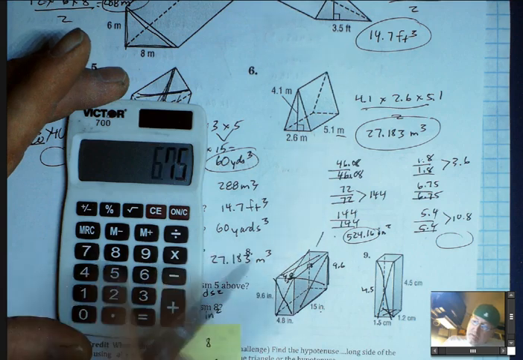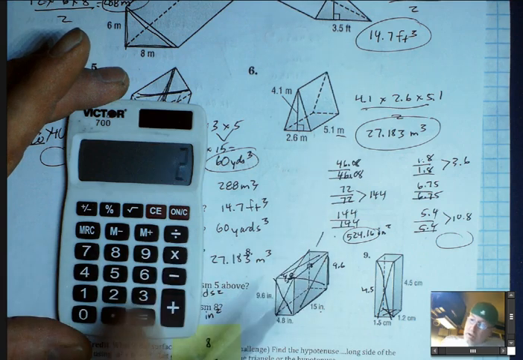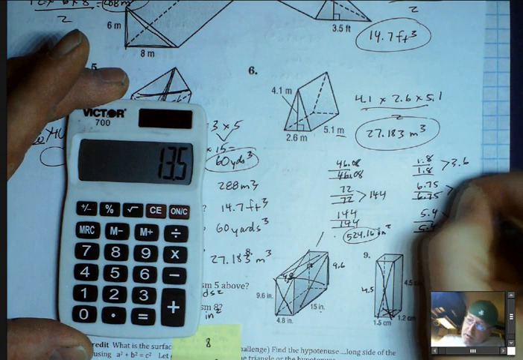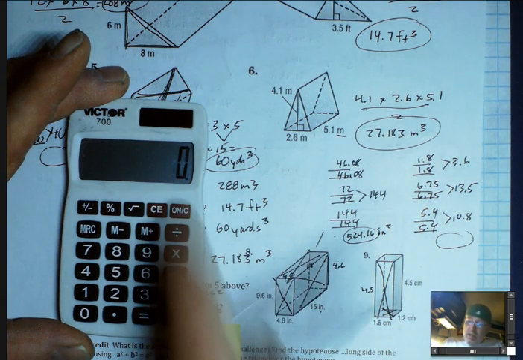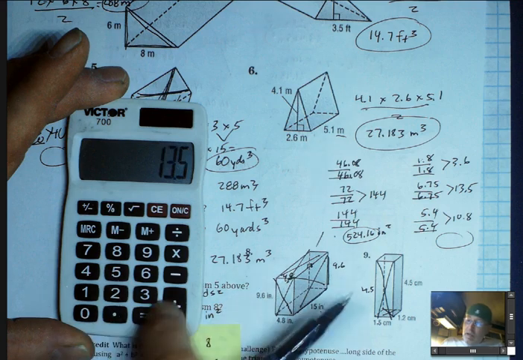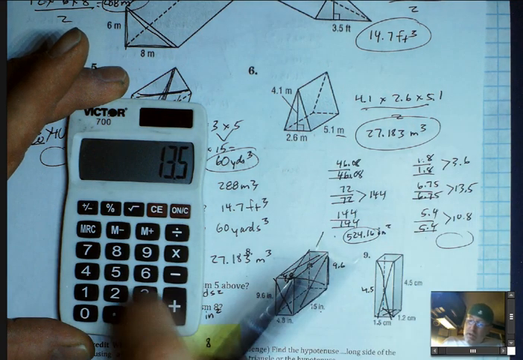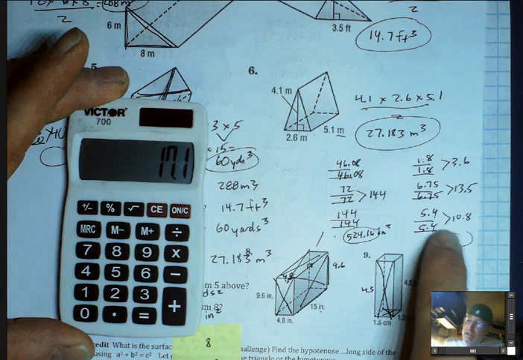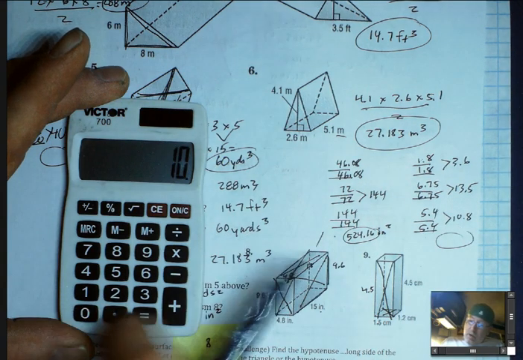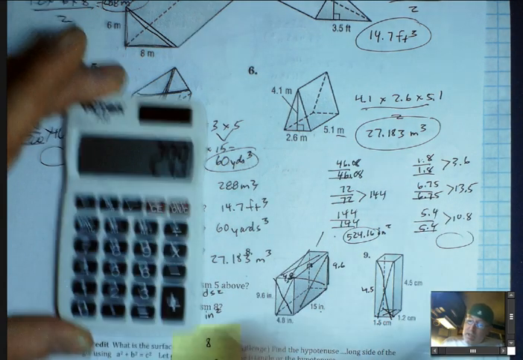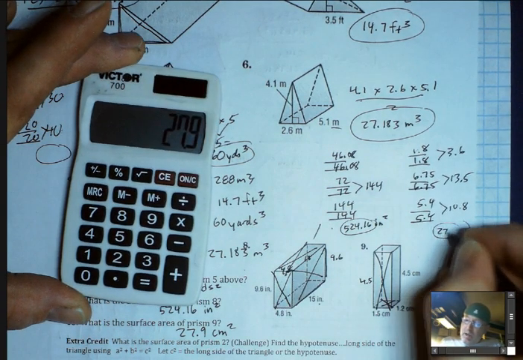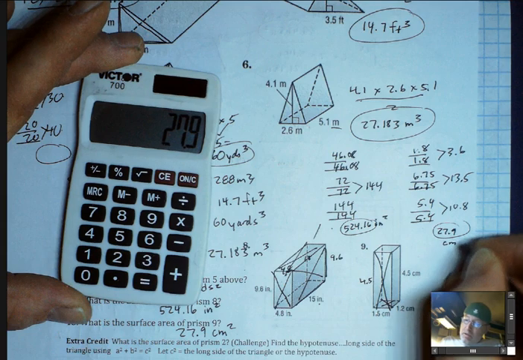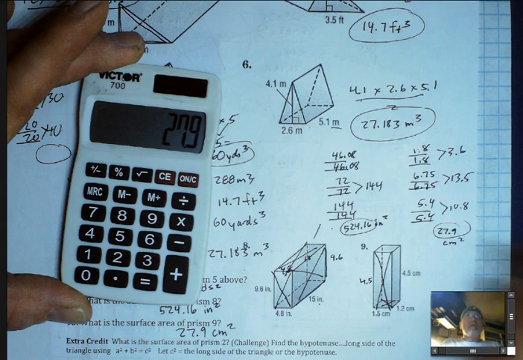6.75 times 2, that's 13.5. So I'll just add those up. 13.5. I'm going to add the 3.6, 3.6, and then I'll add the 10.8. I've got 27.9, and that's centimeters squared because it's surface area.